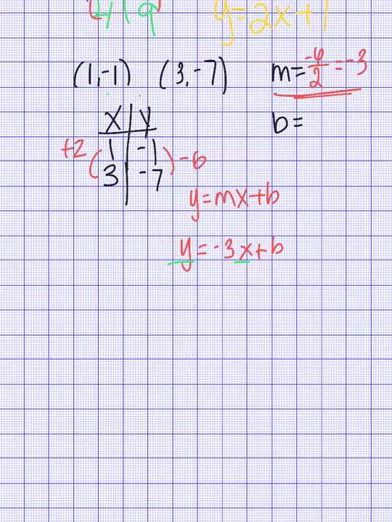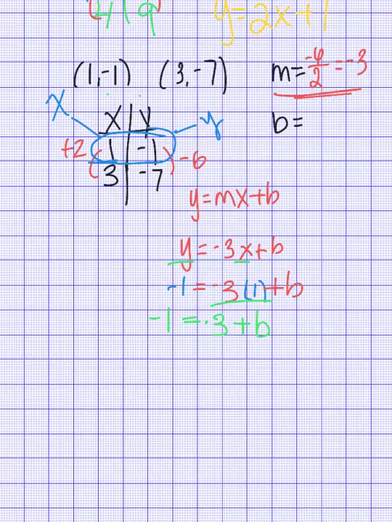So let's pick 1, -1, because they're a little easier to work with than 3, -7. This is my y coordinate. This is my x coordinate. So instead of y, I'm going to plug in -1 equals -3. And then instead of x, I'm going to plug in this x coordinate of +1. And then I have plus b. And now we simplify. So now we have -1 equals, this is multiplication, so -3 times 1 is -3 plus b.